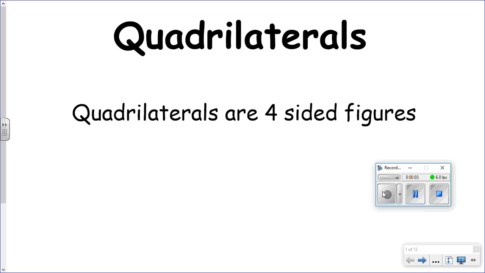Okay, so we're going to start talking about quadrilaterals today. Just as a refresher, quadrilaterals are four-sided figures. What we had talked about before was polygons, and a polygon is just any closed figure with straight sides. So you could have three-sided, four-sided, five-sided, six-sided, seven-sided, and so on. And now we're going to focus in on some special four-sided figures.